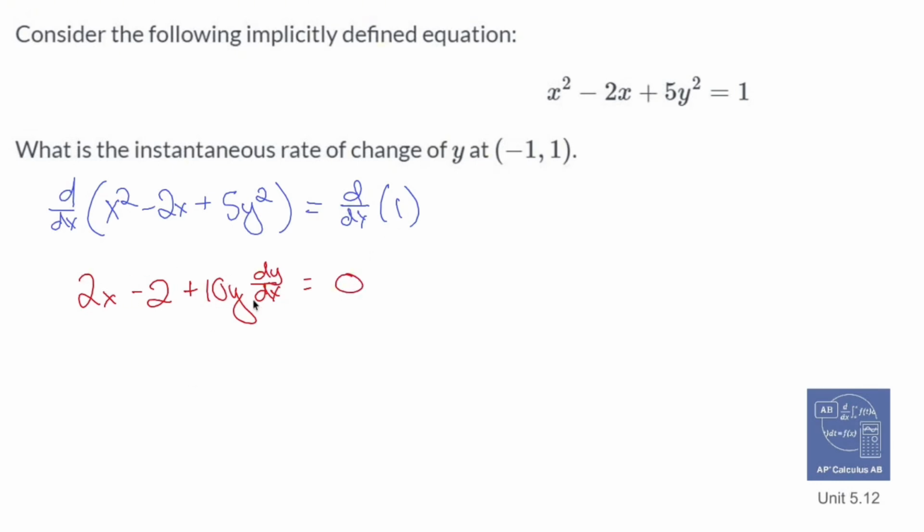Now that I have all this stuff on the left, I have to isolate dy dx. So let's get rid of 2x by subtracting it from both sides. Let's get rid of 2 by adding it to both sides. That all crosses out and leaves me with 10y dy dx is equal to negative 2x plus 2. Divide both sides by 10y.